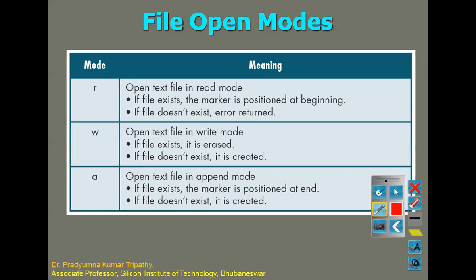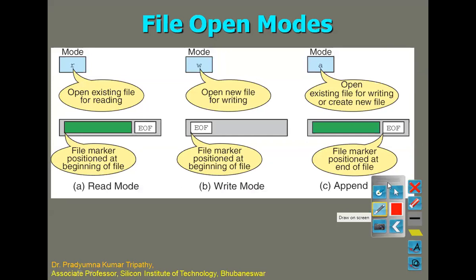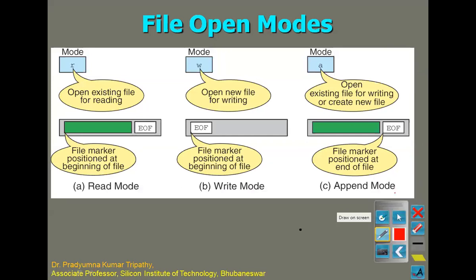Now look over here into this diagram. If a file is opened in read mode for reading purpose, the file marker is at the beginning of the file. Correct? Because you start reading from the beginning position only. So starting position is 0 always. And what is the last position? Already you know in a text file, the last character is the end of file, EOF marker.